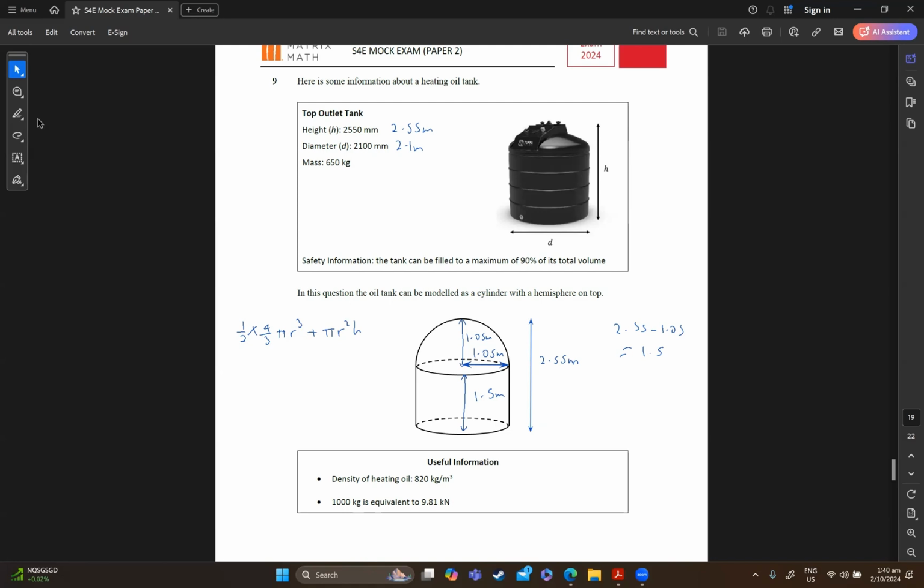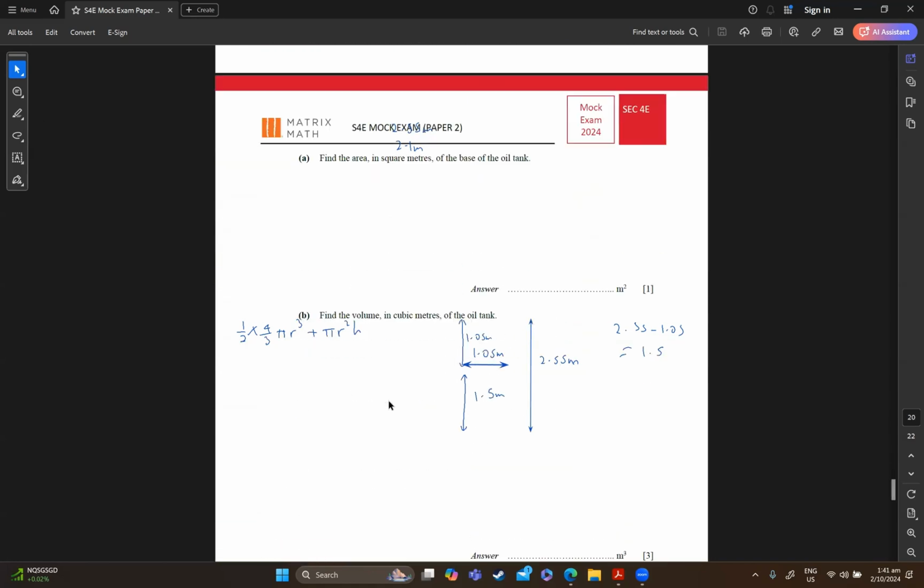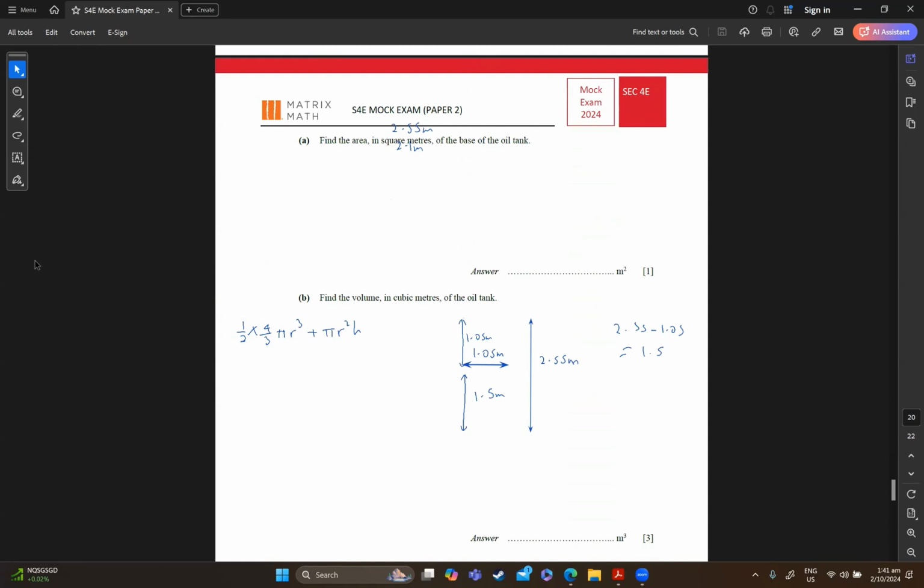Okay, so I'll show you how I would do it here. Before I put in all the values, I do not like to repeat values sometimes. So half times 4 third is actually 2 third pi r cubed plus pi r square h. The pi and the radius are the same, so you can factorize the pi r square out. So you're just left with 2 third r plus h. Okay, so you only have to repeat pi r square once.